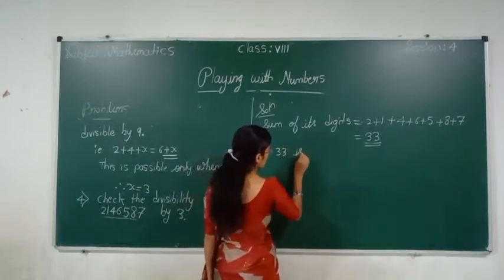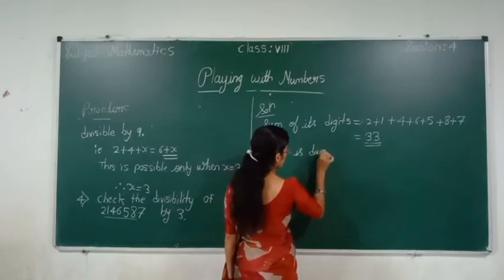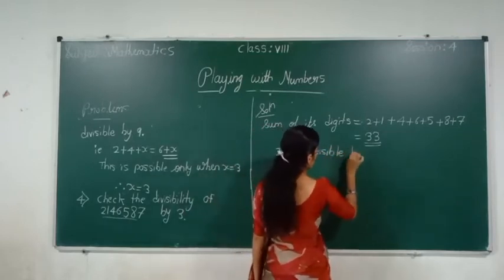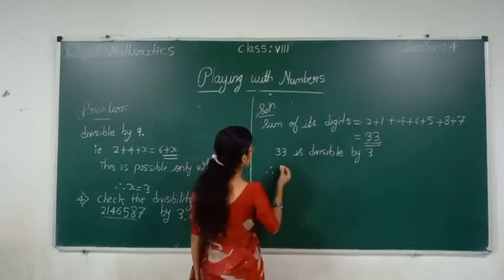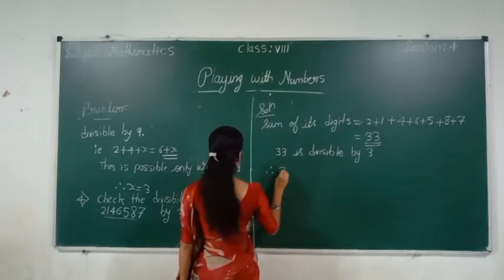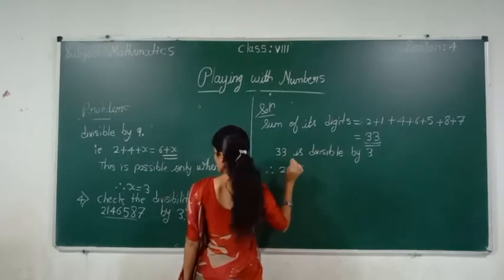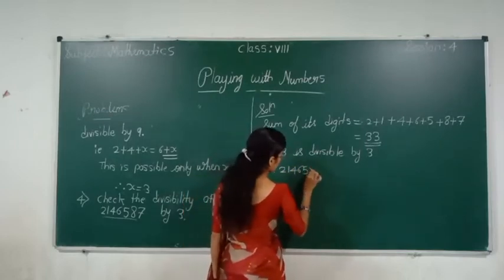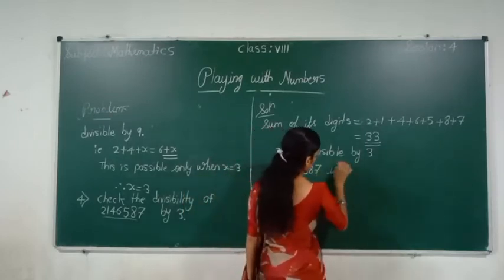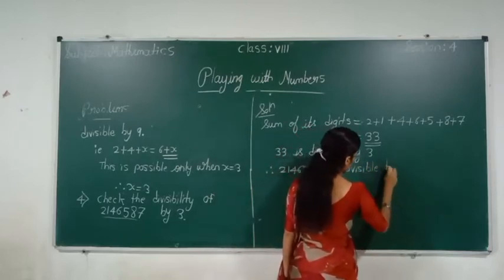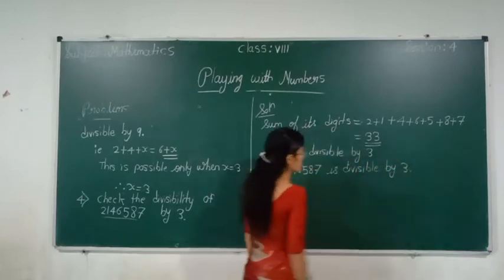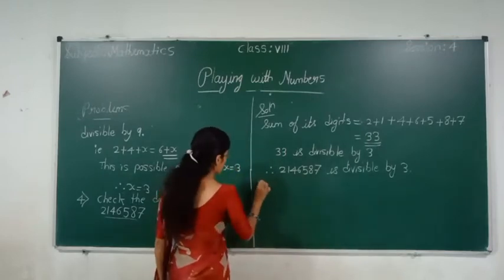33 is divisible by 3. Therefore 2,146,587 is divisible by 3. Okay, we'll go for next problem.